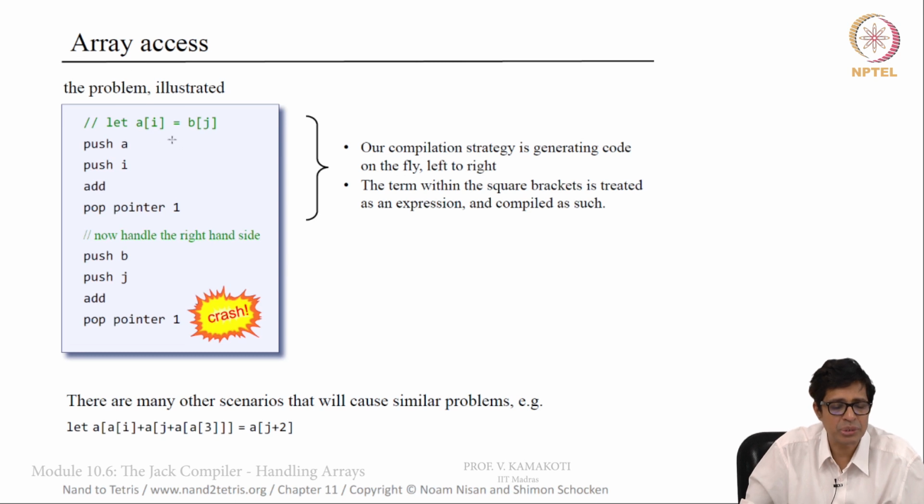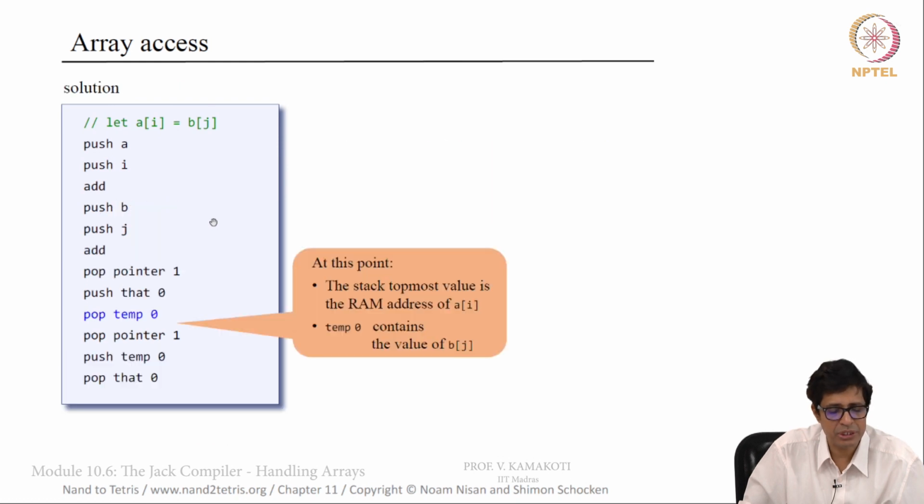So for example, as I told you, let A of I equal B of J: push A, push I, add, pop pointer 1, push B, push J, add, pop pointer 1. That's all, your pointer 1 is gone. So if I have an array on both sides, A of I equal to B of J, then this manipulation will not work. Now we can give all these scenarios, A of I plus A of J plus A of 3 equal to A of J plus 2, you go mad. So if I give something like this, how do we do this? This is what we do.